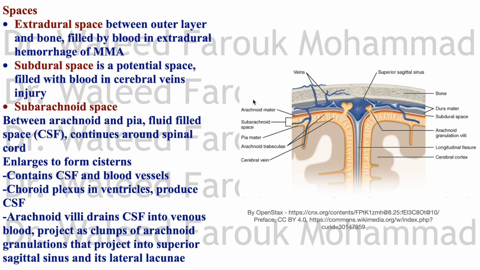The subdural space, between the dura and the arachnoid, is a potential space filled with blood in the X-ray in the case of cerebral vein injury, because the cerebral veins traverse the subdural space to supply the brain.